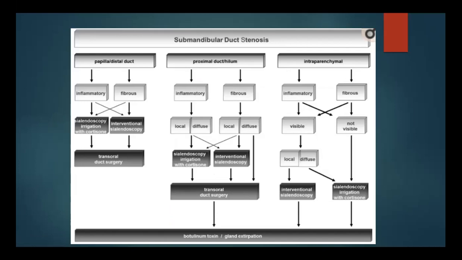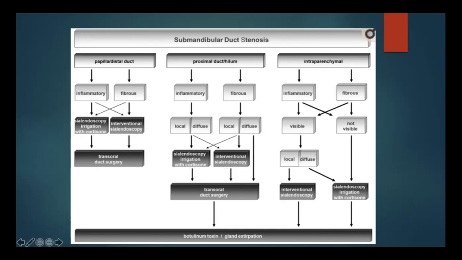As an algorithm of how to deal with strictures, submandibular duct stenosis, we have our proximal, your intraparenchymal and your distal duct. Your distal duct, you can just go ahead with your cortisone injections or your intervention. And if it doesn't work, just do your marsupialization, you're good to go. For your proximal duct or your hilum, you have the same options. However, for difficult cases, you have your Botox or your gland excisions. And your endoscopy generally works quite well. However, gland excision is a completely acceptable form of treatment for these.